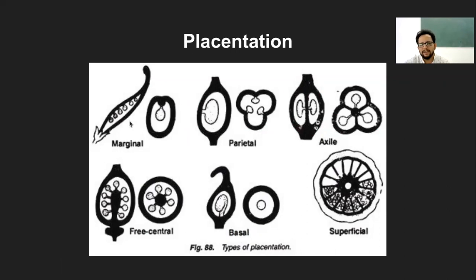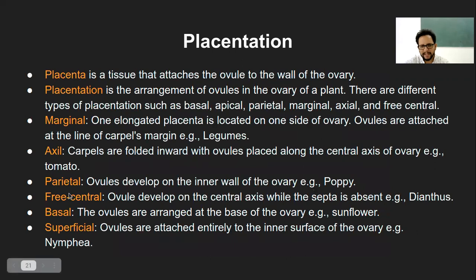So that is marginal, parietal, and this is the axial. So let's say this is like a tomato kind of structure. Now this doesn't look like tomato, but still imagine. And then all the seeds are arranged on the central axis, so I'm sure you all know how a tomato looks. So you can imagine this axial placentation. Then the free central placentation: the ovule develops on the central axis while the septa is absent.